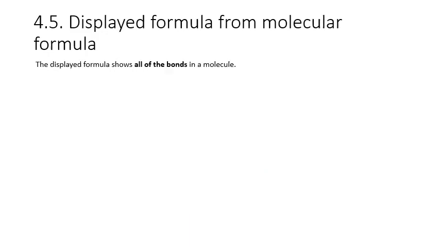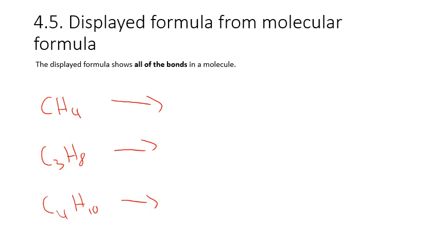So very similar to what we've just done, but this time we'll be converting to displayed formulae. So same as before, we have methane, we have propane, and we have butane. So we want to convert each of those to its displayed formula showing all the bonds. Okay, so in the first one, we just have 1 carbon and it's bonded with single bonds to 4 hydrogens. And there's our methane displayed formula.